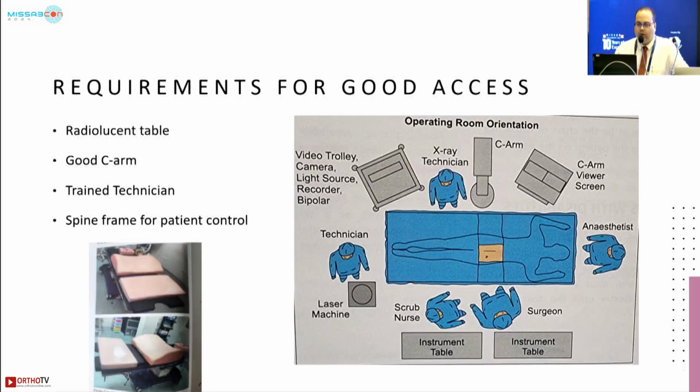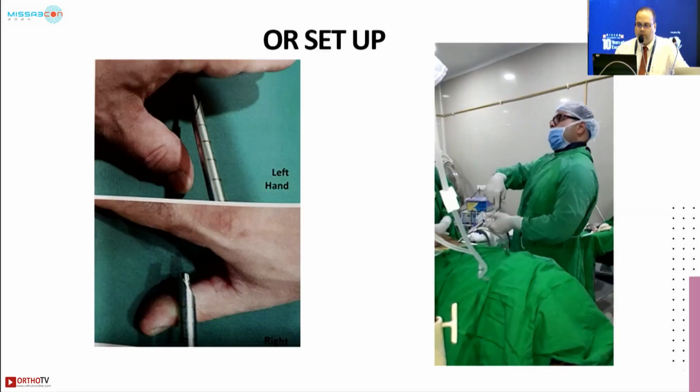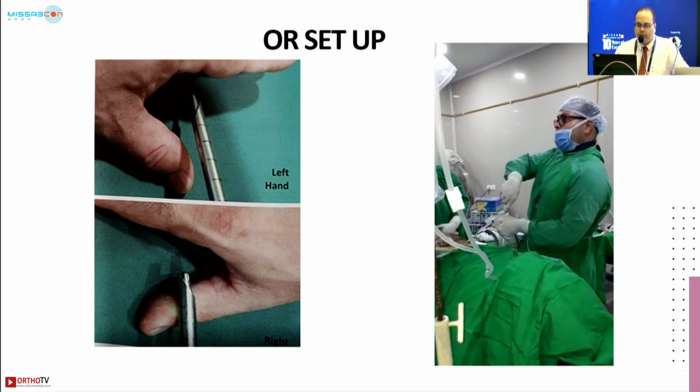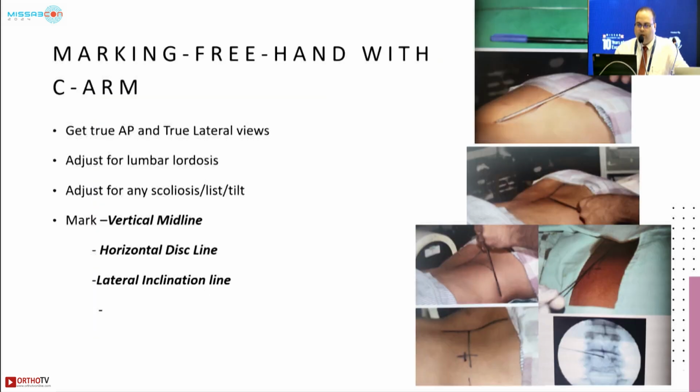So these are the requirements for good access, the typical OR setup, the frame that I use in my OR, and we need a good radiolucent table, C-arm, technician, and the spine frame. And so this is the typical OR setup. So we mark the AP line as has been described by the previous speaker, the AP and the lateral lines in a squared spine, and we mark the vertical midline, the horizontal disc line, and the lateral inclination line.